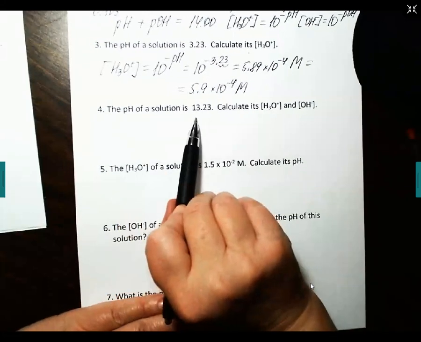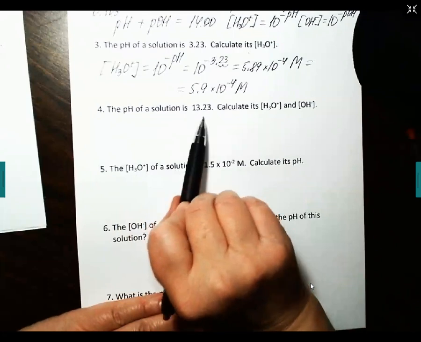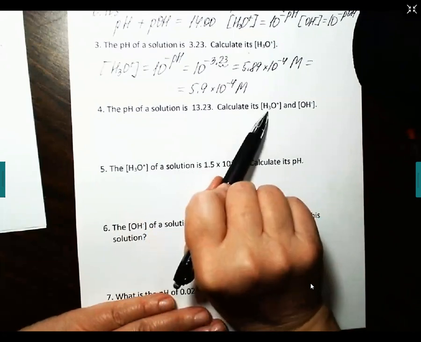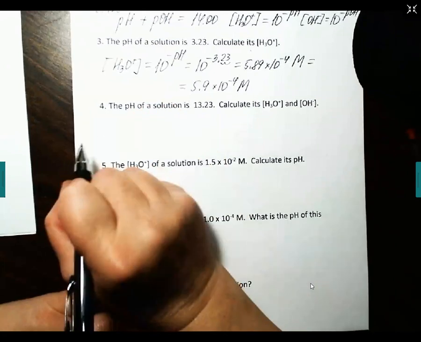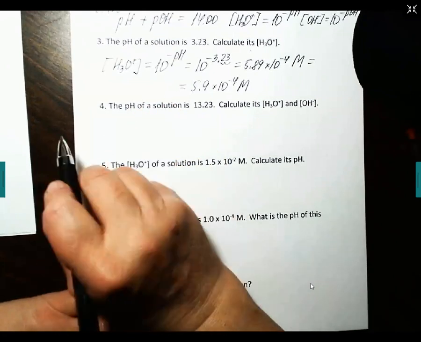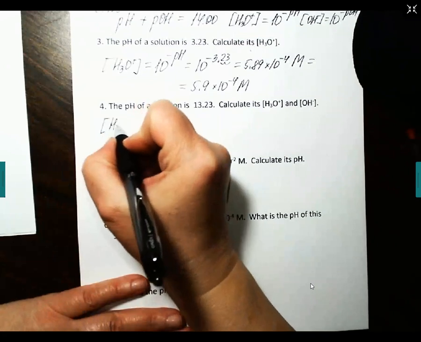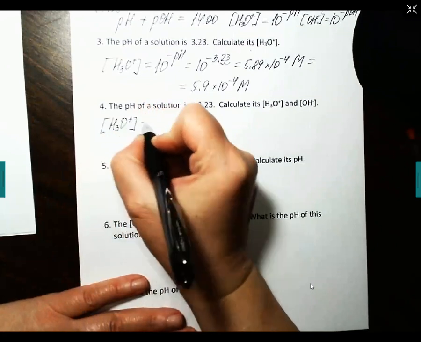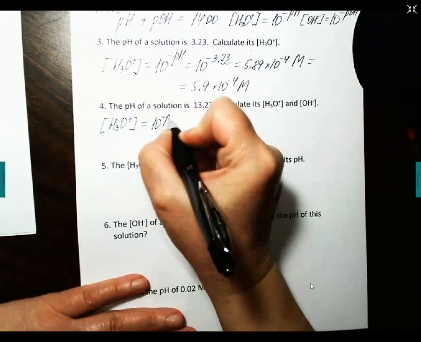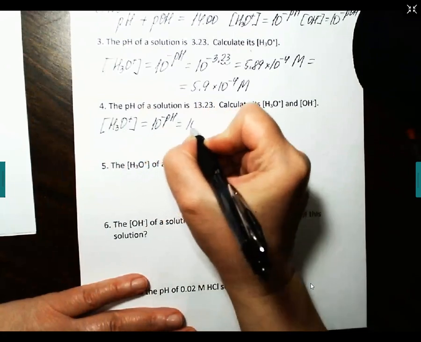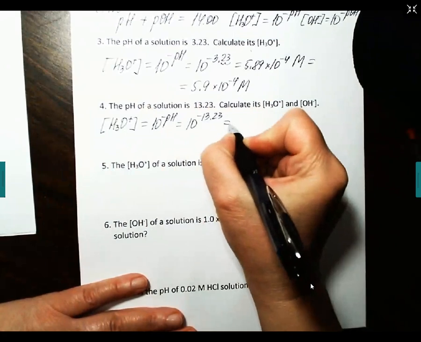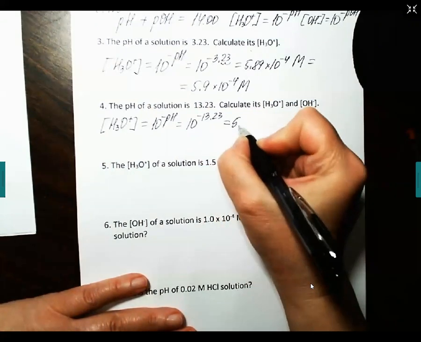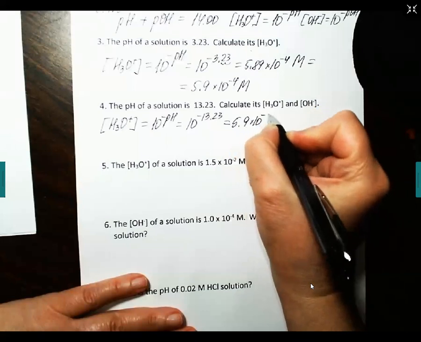Similar problem. We have pH, we need to calculate both H3O plus and OH minus. So let's start, because we have pH, with the hydronium concentration. It is 10 to the negative pH, 10 to the negative 13.23, or 5.9 times 10 to the negative 14.